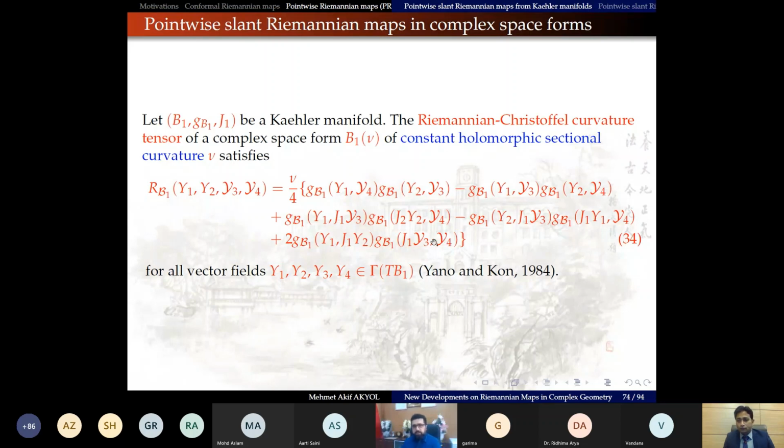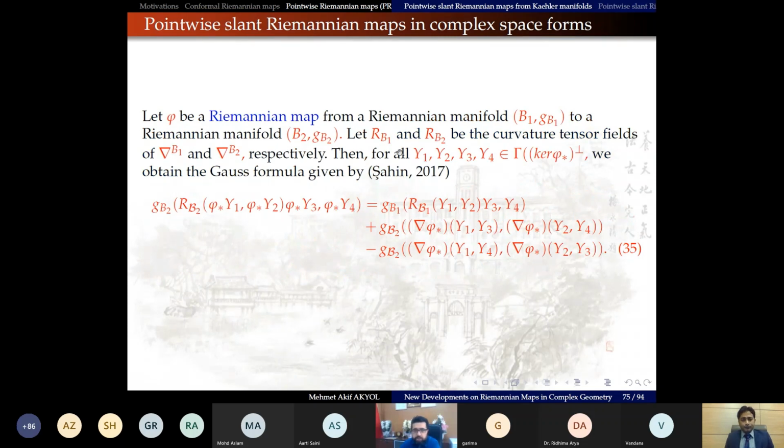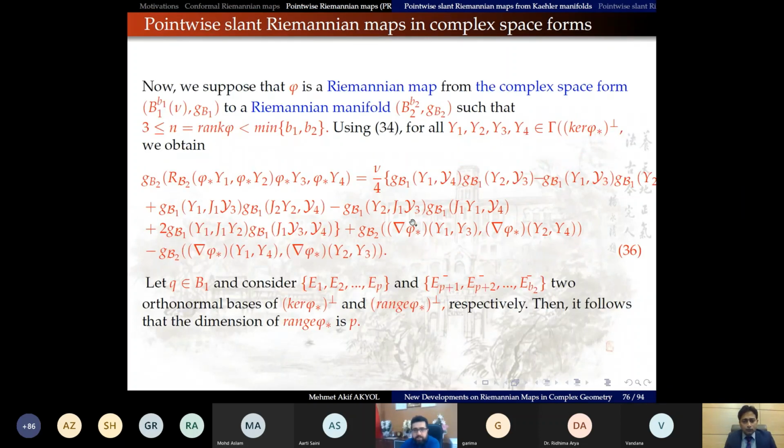Now I'm going to give point-wise Solanus Riemannian maps in complex space forms. The constant holomorphic sectional curvature is given by Yano and Kon in 1984. In Bayram Sahin in 2017, the Gauss formula for Riemannian maps is given by 35. So we have 36, and of course, we have vertical and range of the map orthonormal basis.